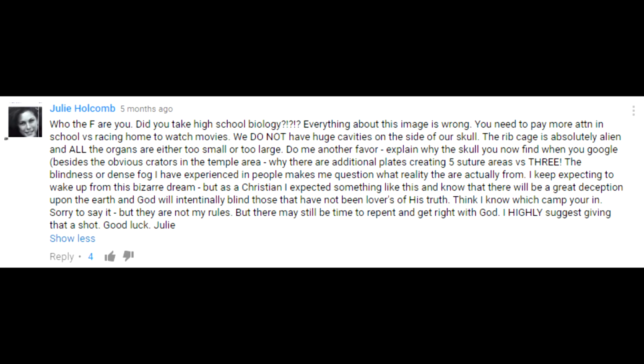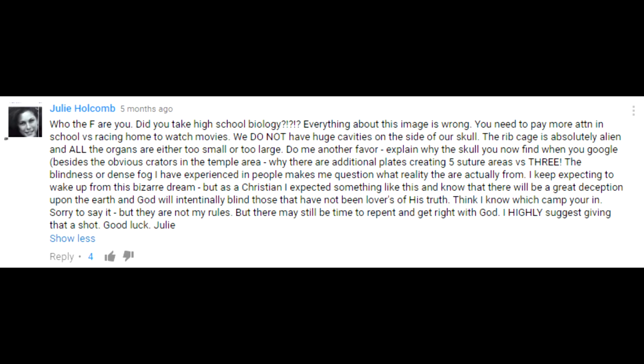The ribcage is absolutely alien and all the organs are either too small or large. Do me another favor, explain why the skull you find now when you Google, beside the obvious craters in the temple area, has additional plates creating 5 sutures. I don't actually know. Is that suture? I don't know what that word means. I'm sorry. Versus 3.